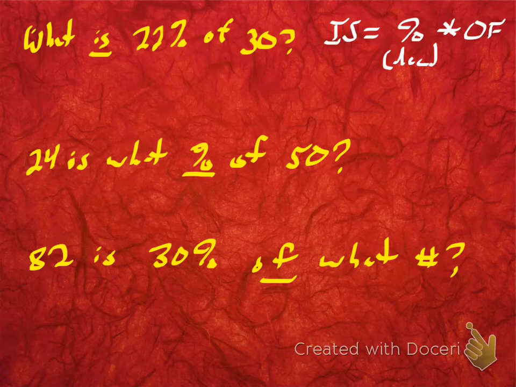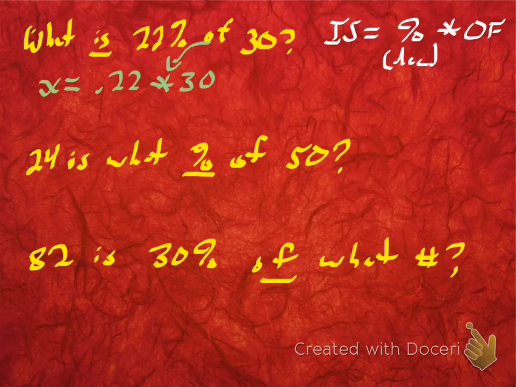That's the standard equation. So we're going to set x equal to, what do I do with the percent? Change it to a decimal, so it's going to be 0.22. The "of" becomes multiplication, times 30. And 0.22 times 30 is going to give you 6.6. So 0.22 times 30 is equal to 6.6.